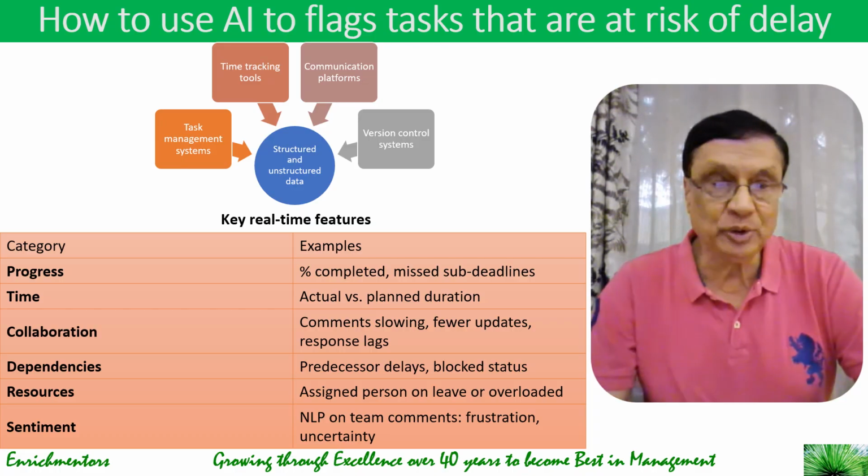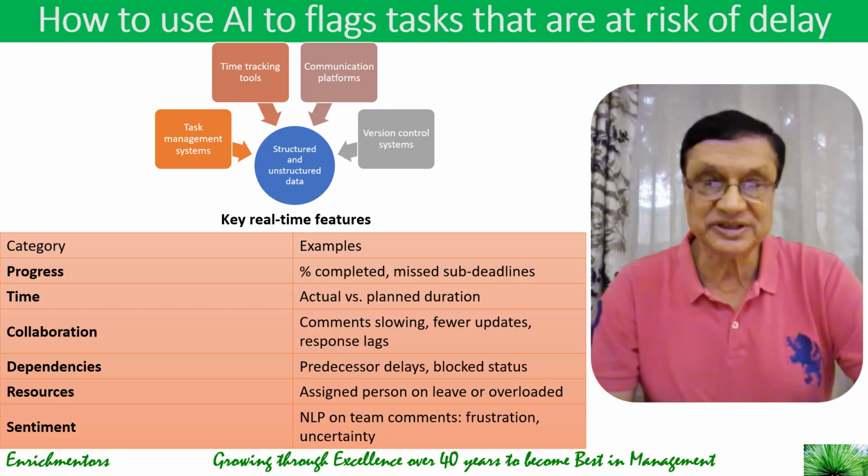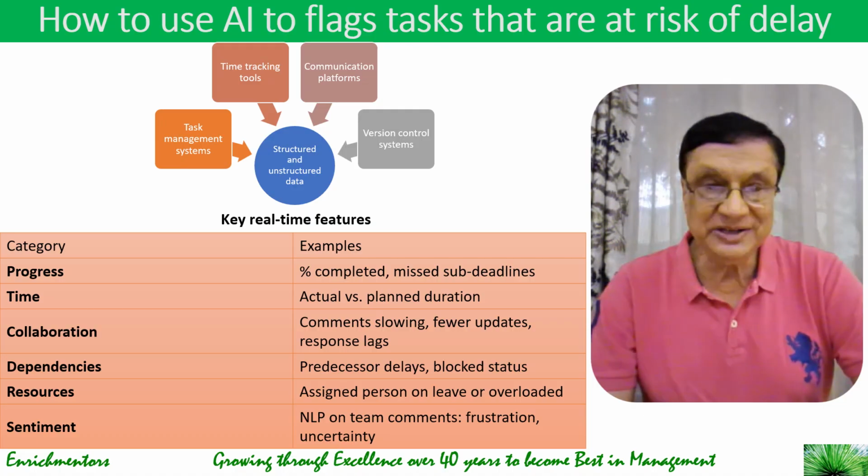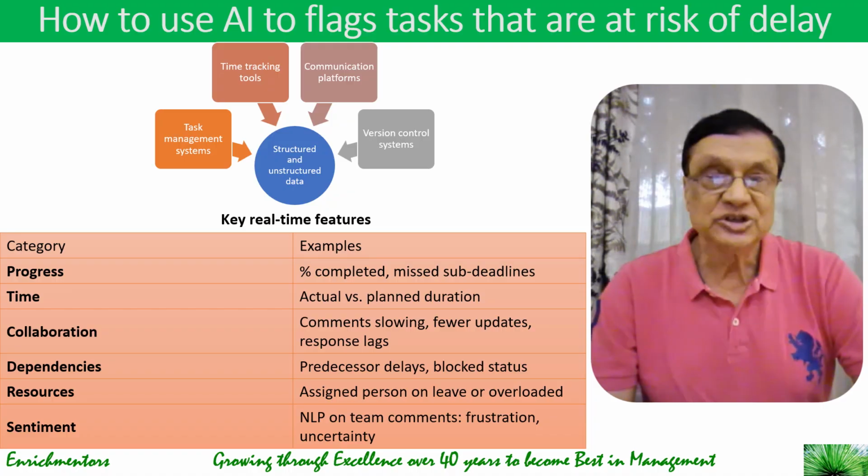If you want to track progress, you have examples like percentage of tasks completed and missed sub-deadlines. In terms of time, you can see actual versus planned duration. For collaboration, you can use features like comments slowing, fewer updates, and response lags. In dependencies, you can see predecessor delays and blocked status. In resources, you can see an assigned person on leave or overloaded. And in sentiment, you can look at features like NLP on team comments, frustration, and uncertainty. So that's how you can collect real-time task data.